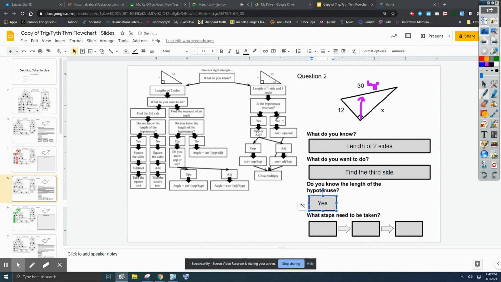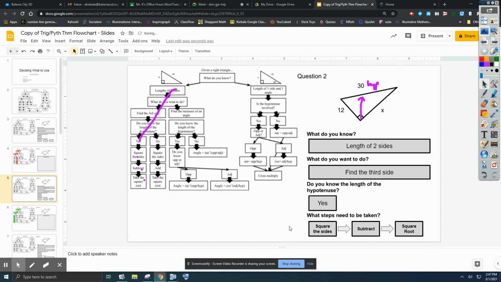So let's follow this over here. We got the length of 2 sides. We want to find the third side. Do we know the length of the hypotenuse? Yes. So we are going to square the sides, subtract, and take the square root. So square the sides, then subtract, and then take the square root. So that's how you'd fill in this slide here.